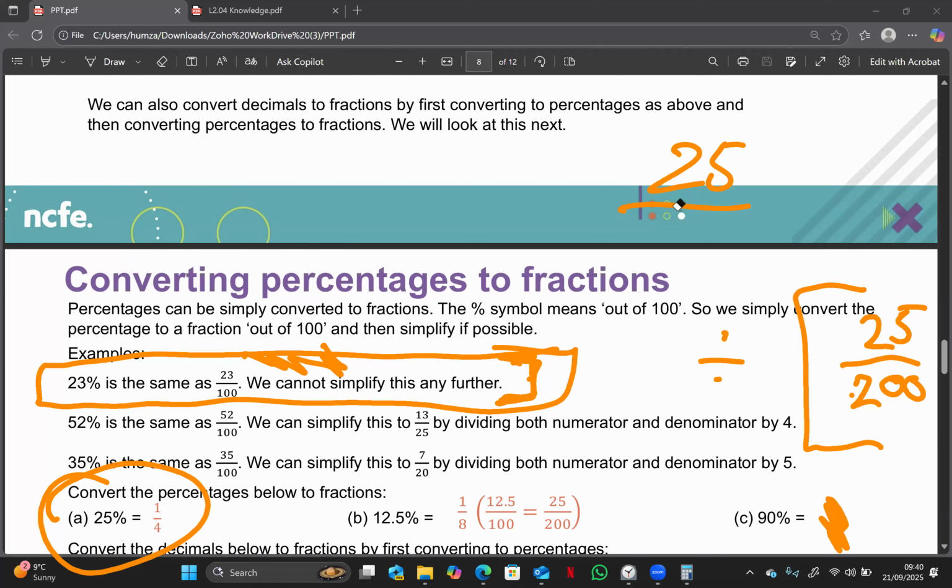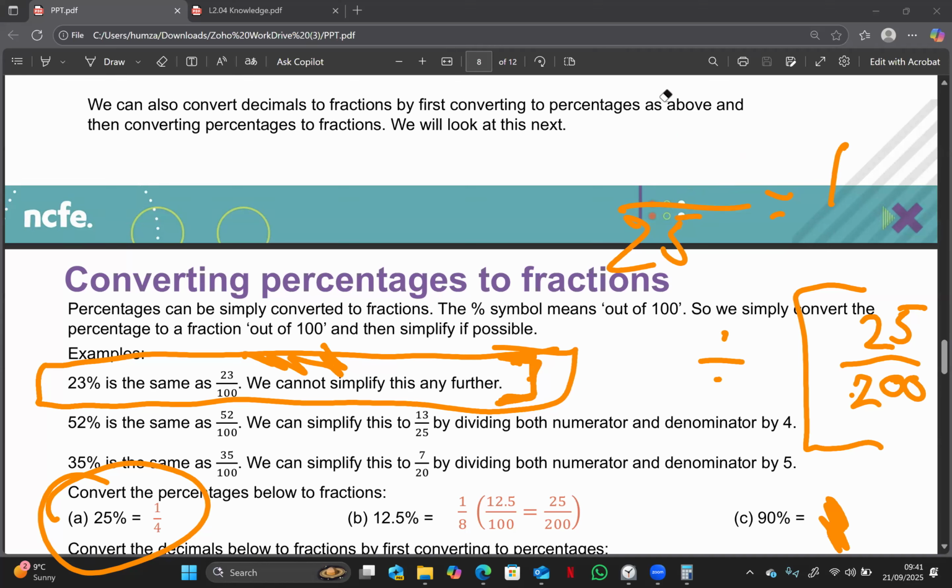So you can divide it by five, right? 25 divided by 5 is 5. But there's a bigger number than this you can divide it by. What if we divide it by 25? What's 25 divided by 25? 1. Exactly. Now what's 200 divided by 25?